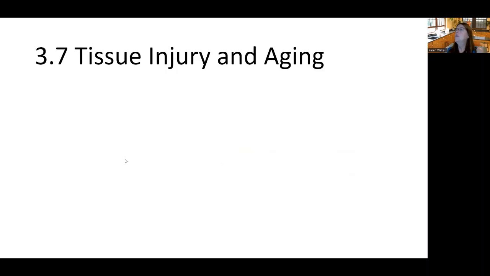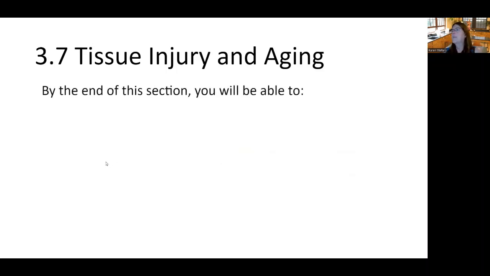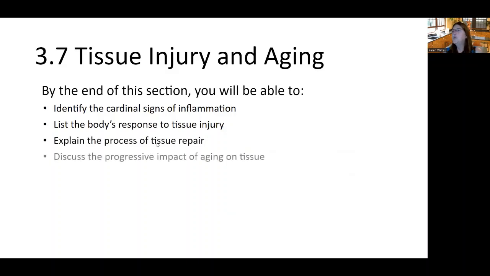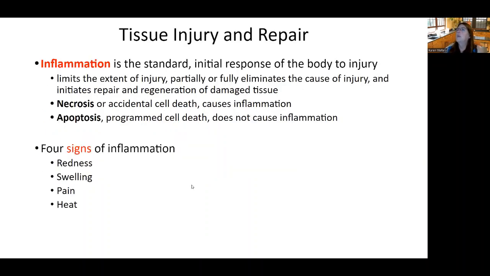So how do we deal with tissue injury and aging? Tissue injury is associated with inflammation. There are a number of body responses that we're going to talk about, and then how tissue is repaired. And what is the effect of aging on tissue? We can even get into a little bit of how cancer affects tissue.